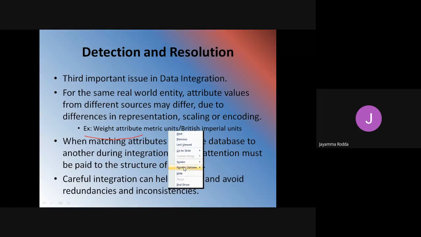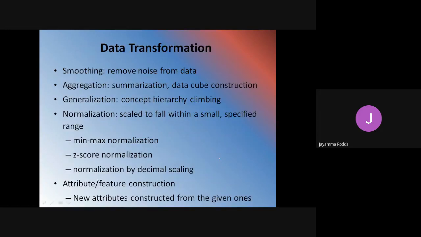Okay, so this is what we have about data integration. Now let us discuss data transformation. What do you mean by data transformation? Transformation is nothing but conversion, changing into the appropriate way. There are more than three data transformation techniques.